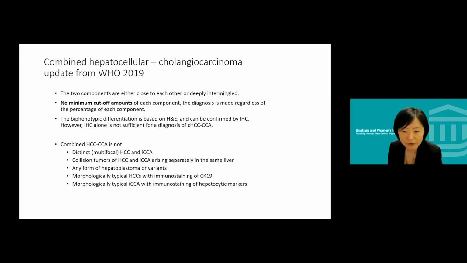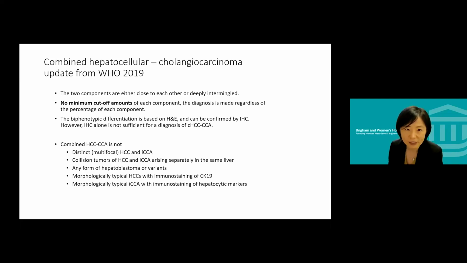I also want to use this particular case to clarify two confusing concepts. One is combined hepatocellular and cholangiocarcinoma. The other is the so-called intermediate cell carcinoma. So first of all, why is this case not combined hepatocellular and cholangiocarcinoma? It showed both hepatocellular markers and cholangio adenocarcinoma markers.